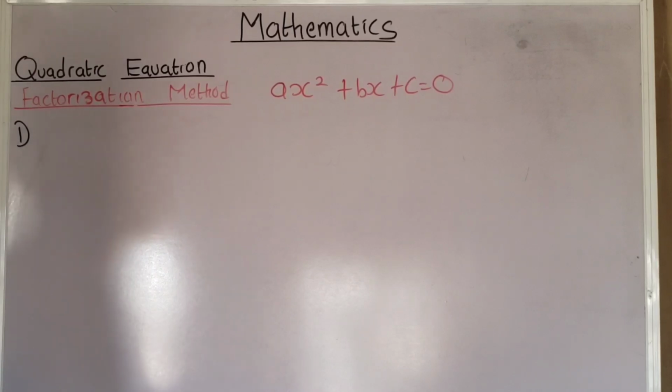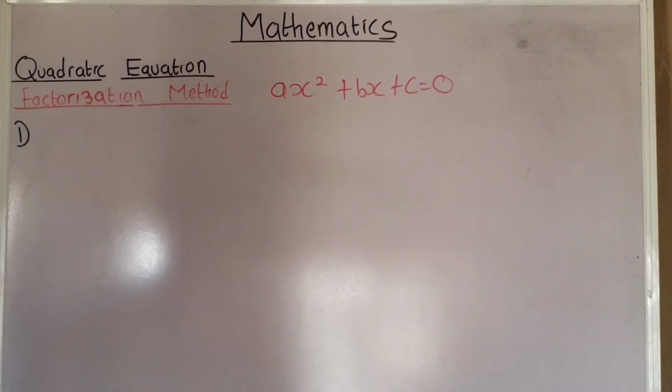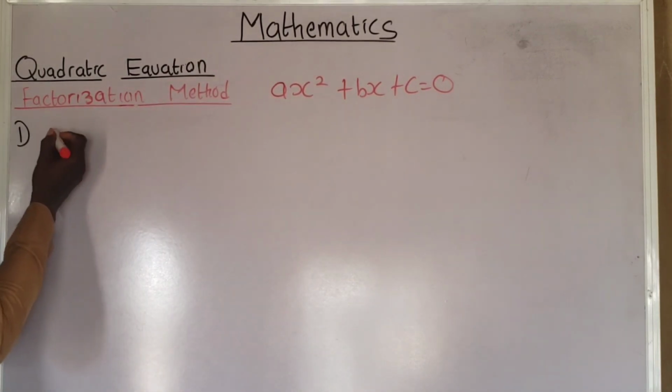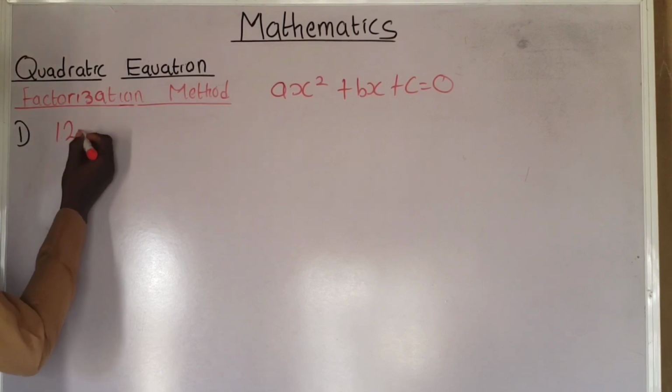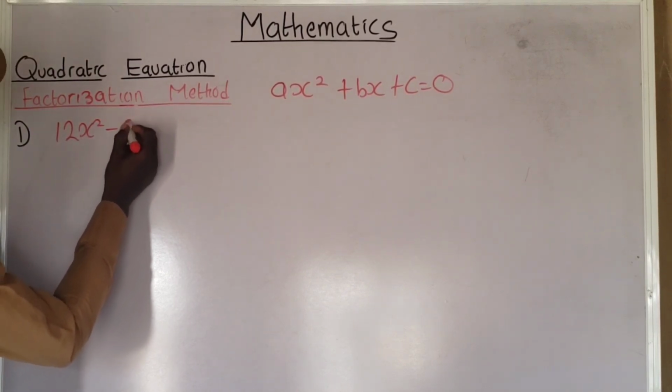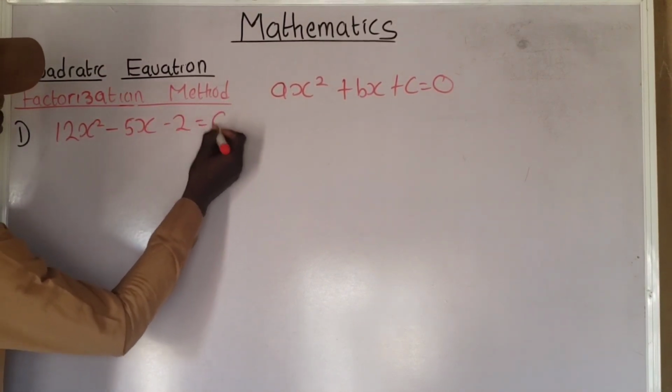In this class, we're going to focus on how to solve quadratic equations using the factorization method. Okay, let's start with the first question. We are asked to find the value of x in this quadratic equation, 12x squared minus 5x minus 2 equals 0.